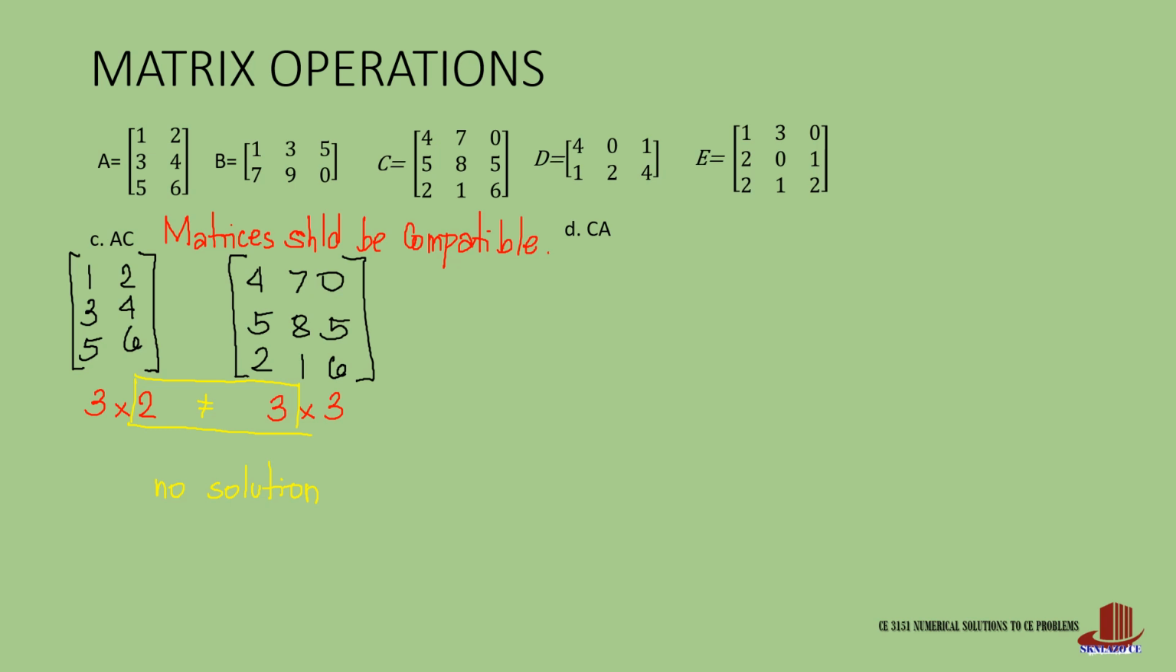Check what happens if we invert instead of A to C, we look for the matrix of C multiplied by A. So let's have matrix C and matrix A.